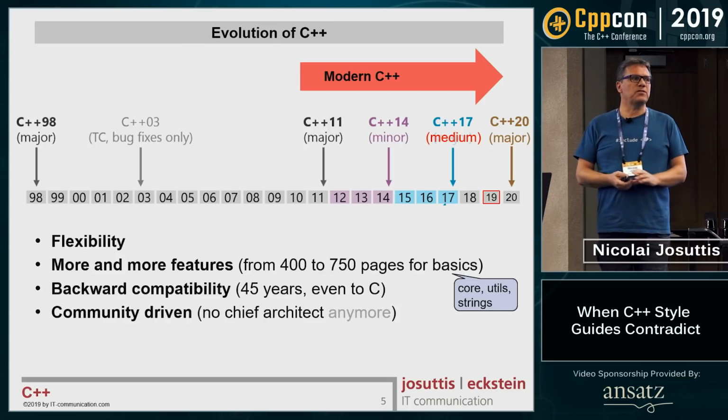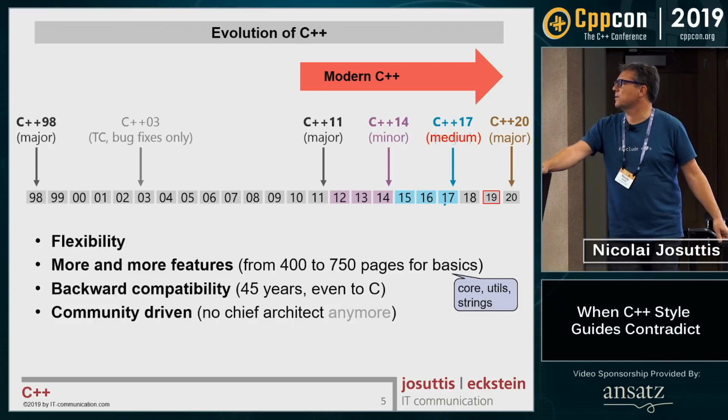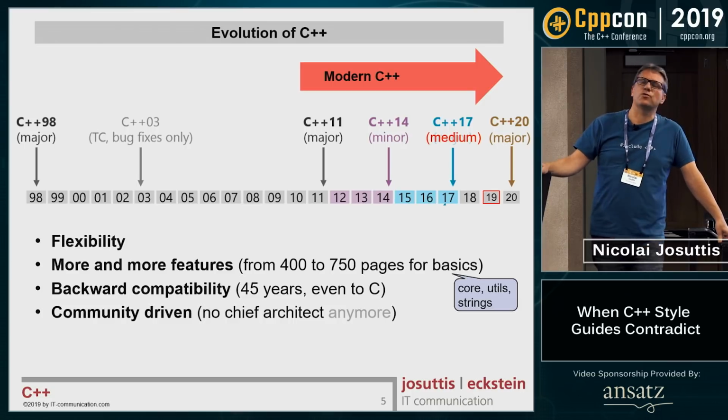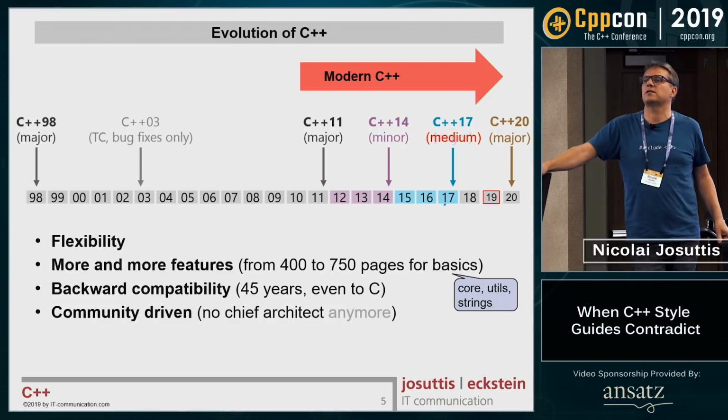And we are community-driven, which changes a couple of things. If you no longer have a chief architect, that means we are 200 people having 200 different opinions and 200 different contexts and 200 different ideas about what is useful for C++.